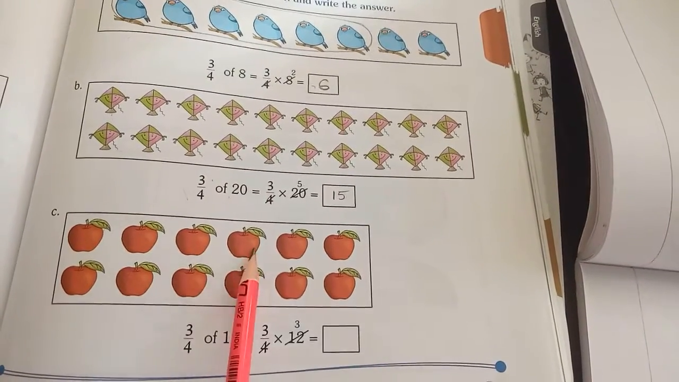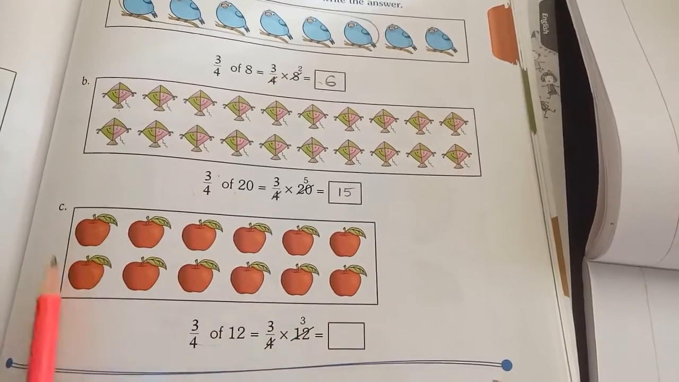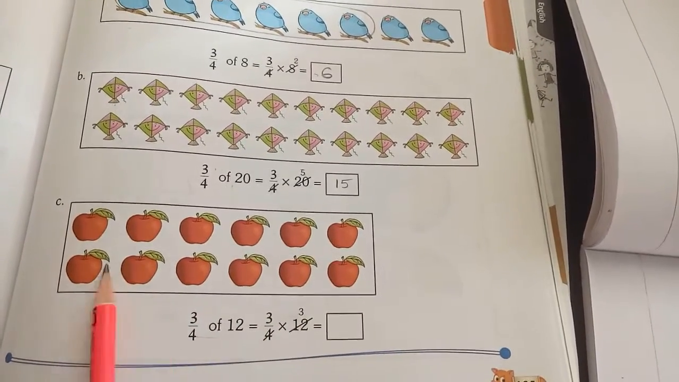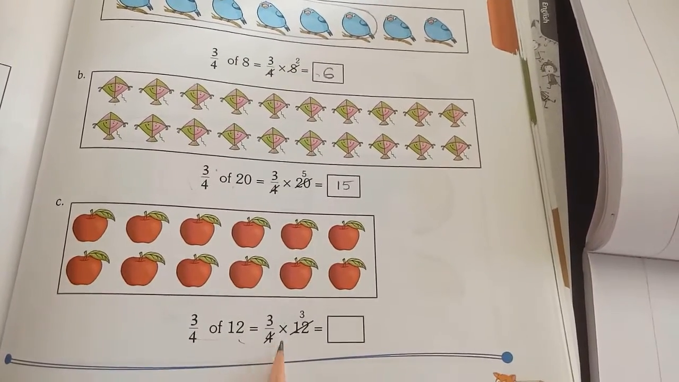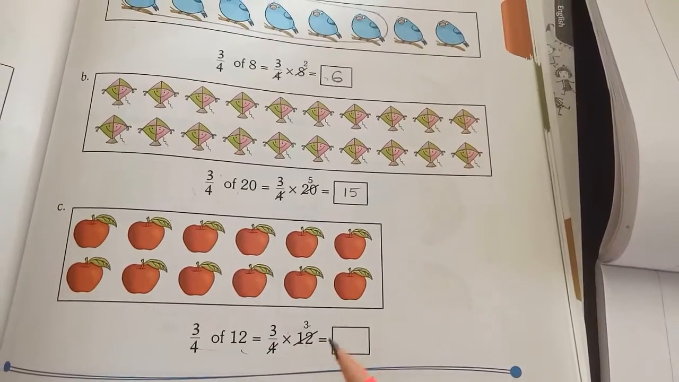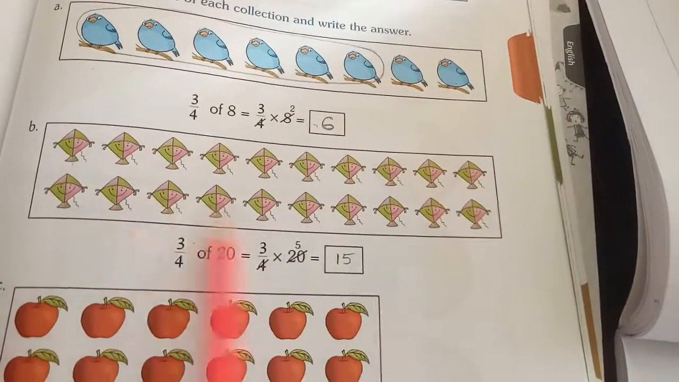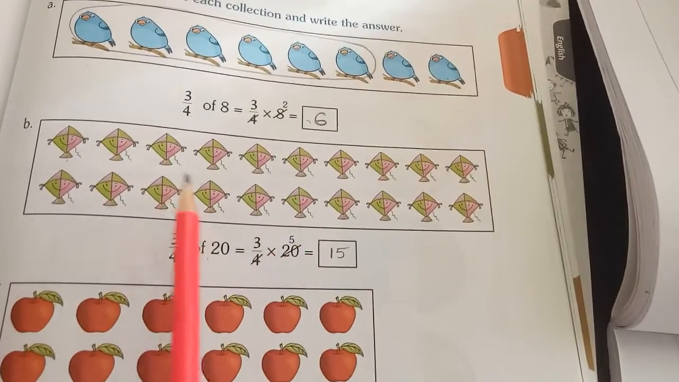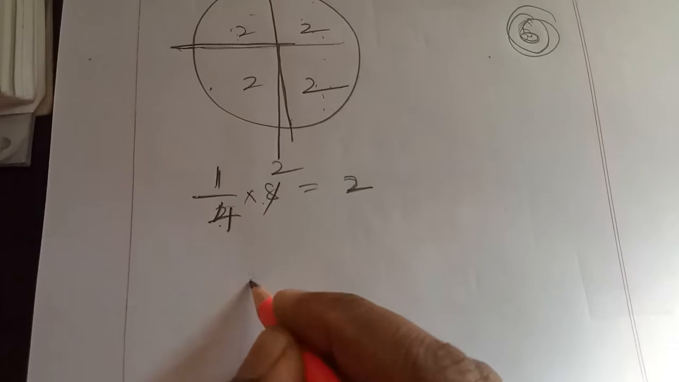Okay, now move on to here. 1, 2, 3, 4, 5, 6, 7, 8, 9, 10, 11, 12. 12 apples are there. We need to find the 3 by 4th of 12. 3 by 4th into 12: 3 3s are 9. If you want to check whether it is correct or not, you have to do the 1 by 4th part. Here 20 are there, right?